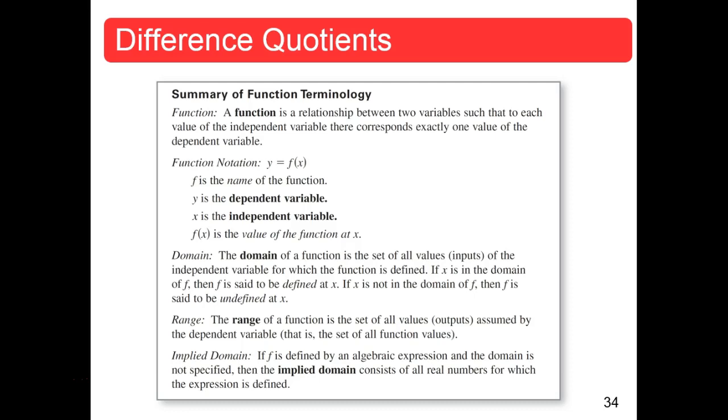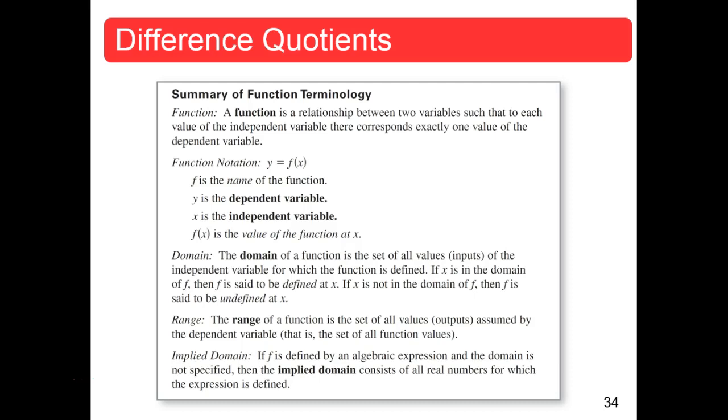All right, summary of function terminology. A function is a relationship between two variables such that to each value of the independent variable, there corresponds exactly one and only one value of the dependent variable. That's what a function is. Function notation, remember that: y is equal to f of x. F is the name of the function, y is the dependent variable, x is the independent variable, and f of x is the value of the function when you plug in an x.